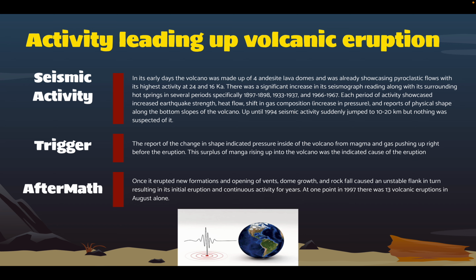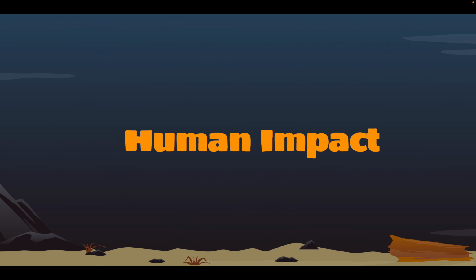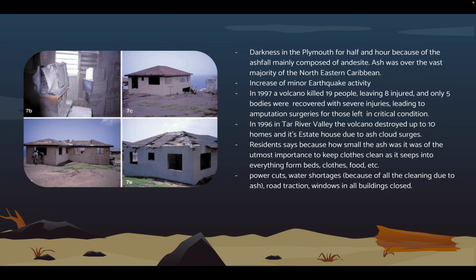In the aftermath, once it erupted, obviously there were a lot of ash clouds. There were new vents constantly opening, leading to future minor eruptions, and some being catastrophic. You can mention some rock fall and some dome growth, right? And in terms of human impact, economical as well, and some life other than humans.